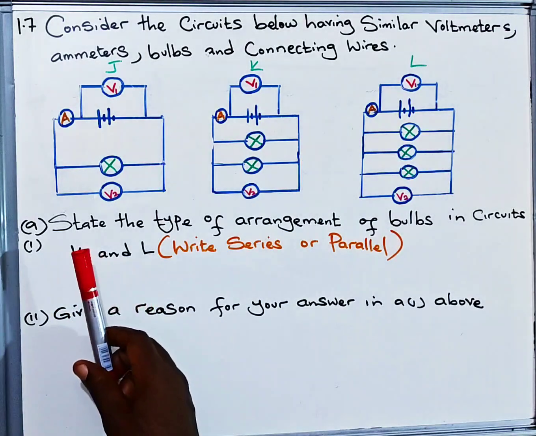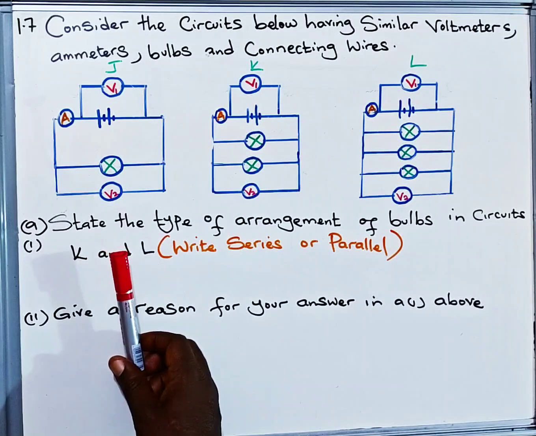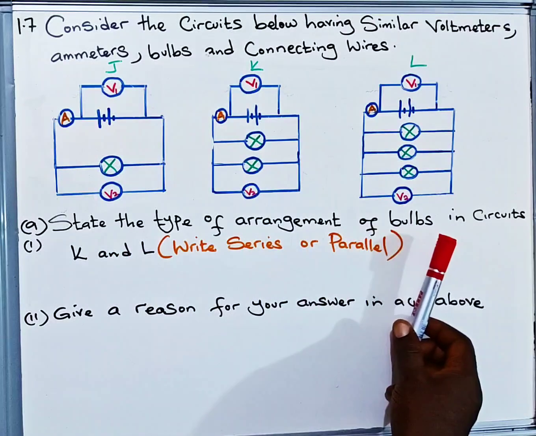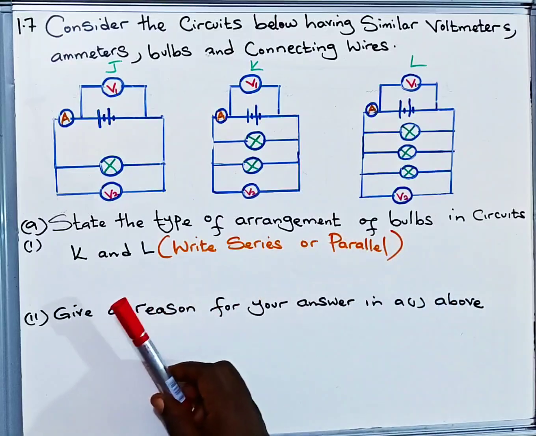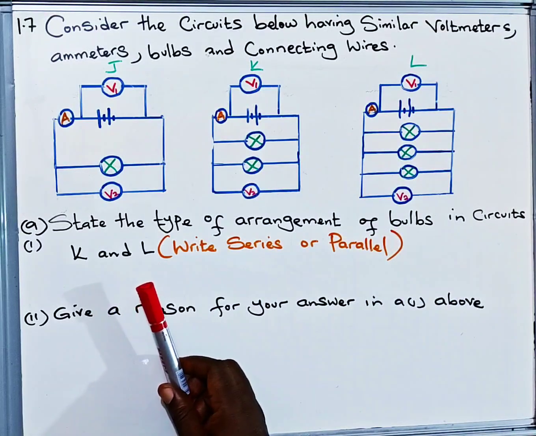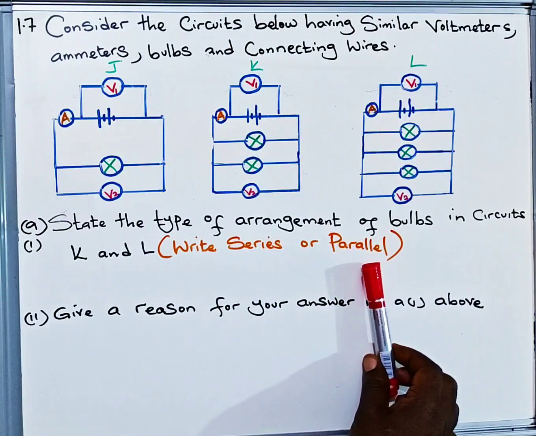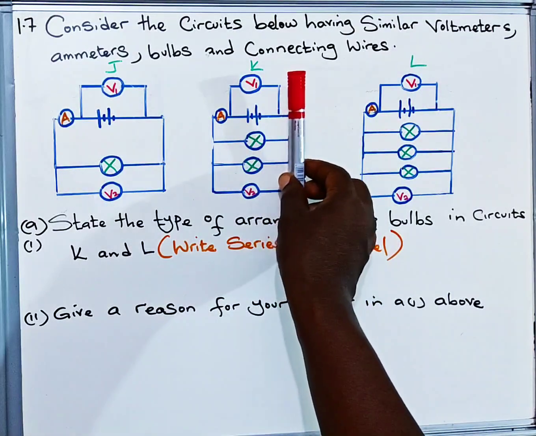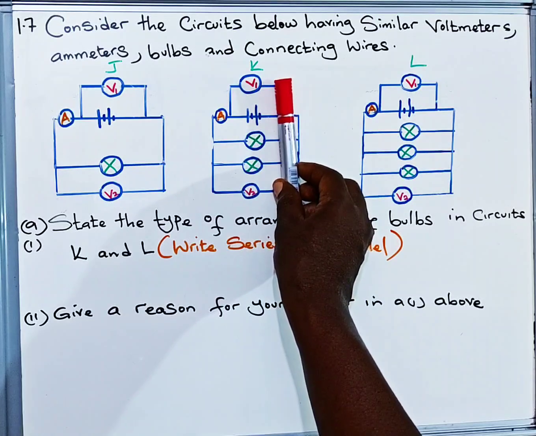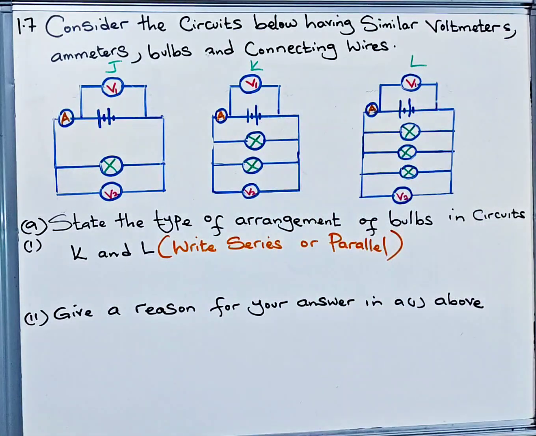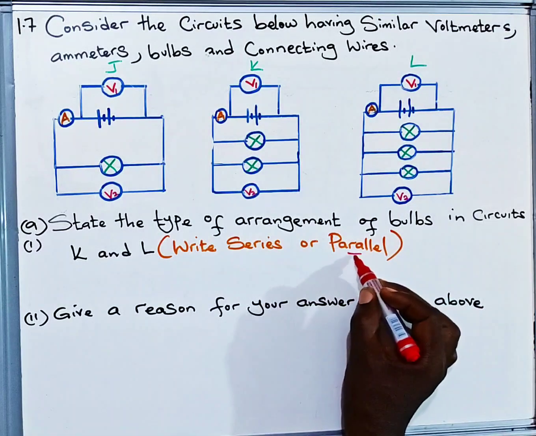The first question says, state the type of arrangement of bulbs in circuits K and L. Write series or parallel. These are the circuits we are talking about. This is K and this is L. What arrangement is that? Is it series or parallel? The arrangement is parallel.